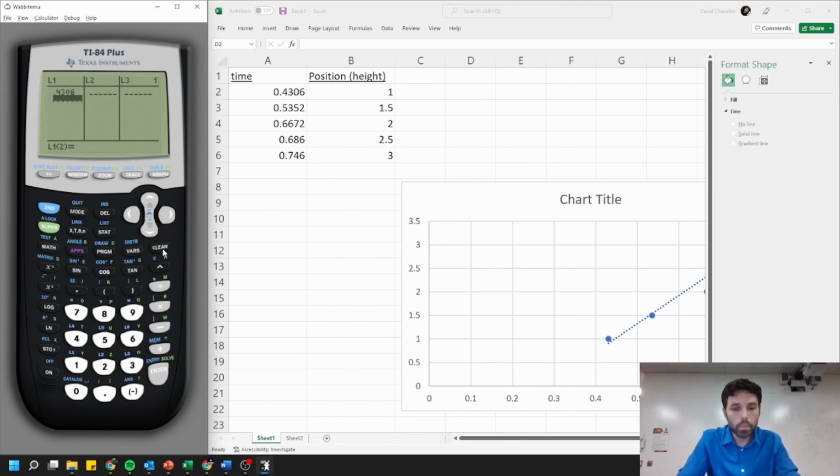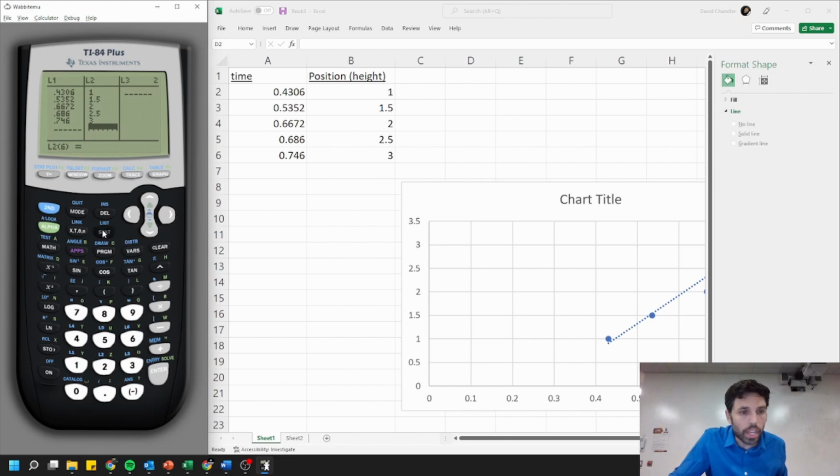Time is 0.4306, 0.5352, 0.6672, 0.686, and 0.746. And then L2 is my y-axis. It's going to be 1 meter, 1.5 meters, 2 meters, 2.5 meters, and 3 meters.